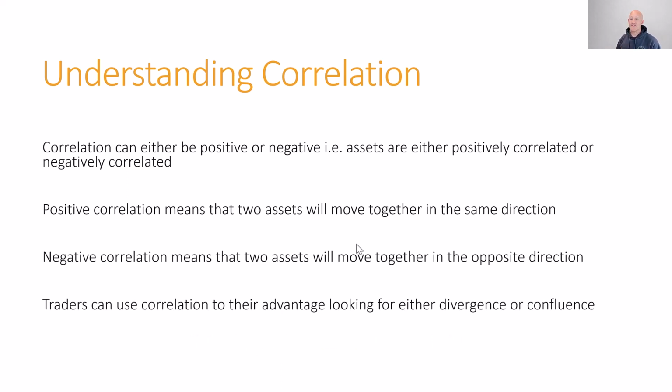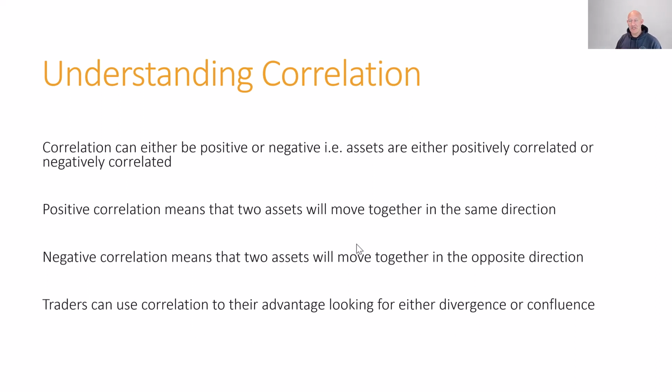Now, traders can obviously use this concept of correlation to their advantage to either look for confluence, so assets moving together, or divergence, meaning assets moving apart from each other. Now, correlation is a spectrum, so you have a spectrum of a high correlation down to a low correlation. Obviously, the higher the correlation, the more powerful that relationship, and the lower the correlation, the weaker that relationship.